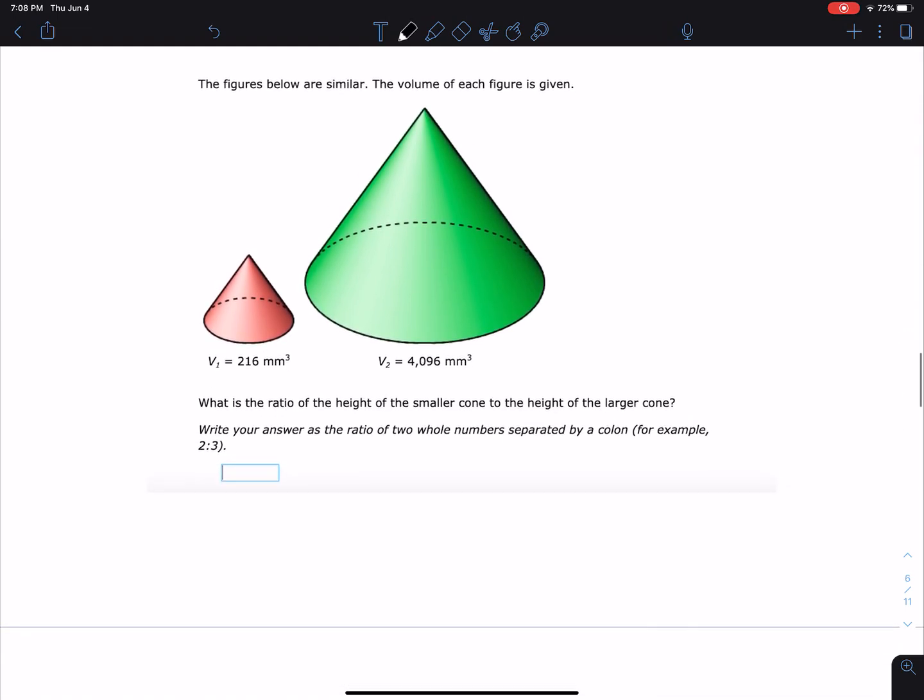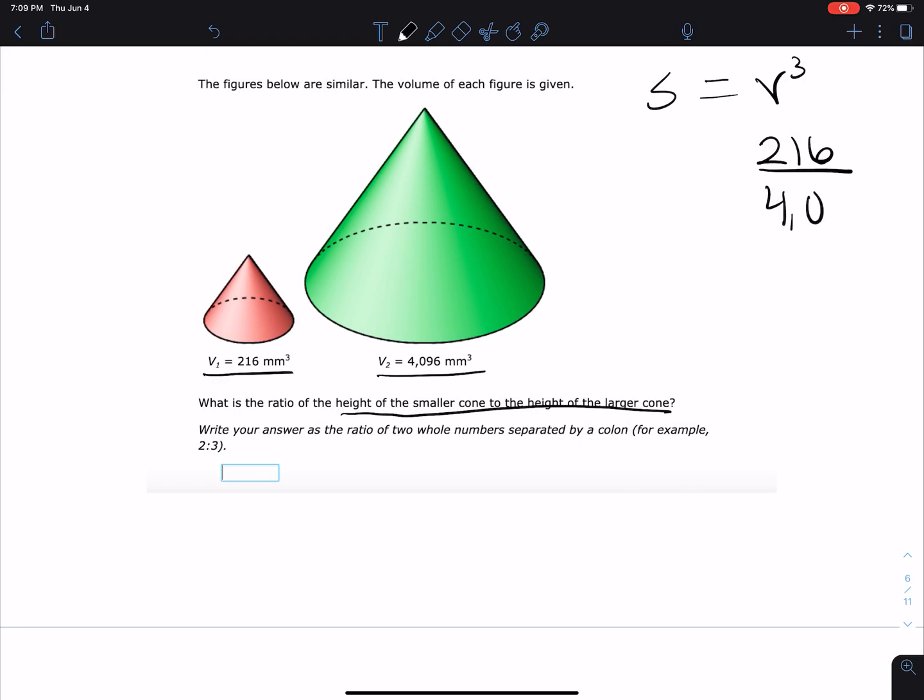All right, here we go. Figures below are similar. So here they're giving me corresponding volumes, and they want the ratio of the height of the smaller cone to the height of the larger cone. So height is the same as side length or width or whatever. So height is singular, and then volume is cubed. So what they gave me is the volume ratio, which is 216 to 4,096.